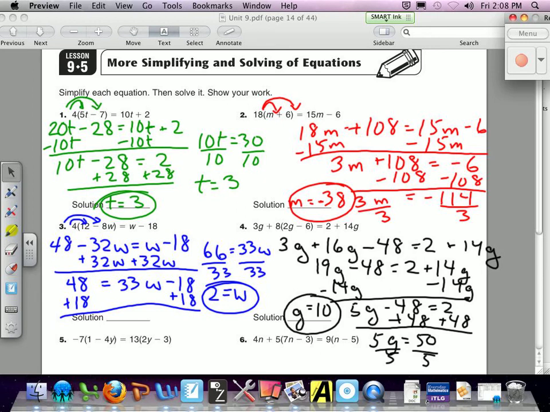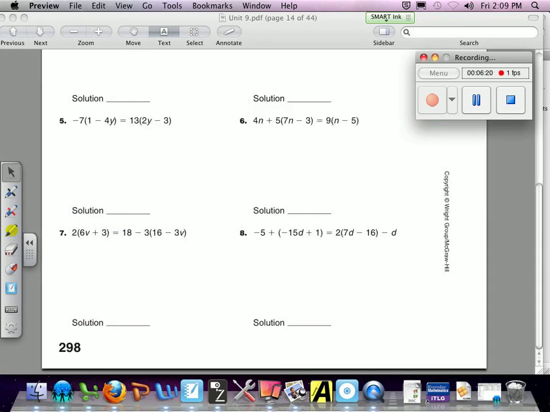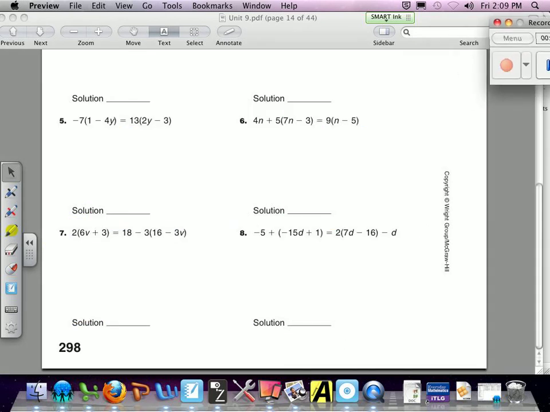And we're back. Now we're going to do problem number 5. Again, distributive property. This time I need to do distributive property on the left-hand side and distributive property on the right-hand side. Something a little funky happens on the left-hand side though.